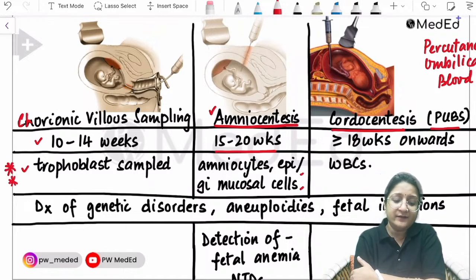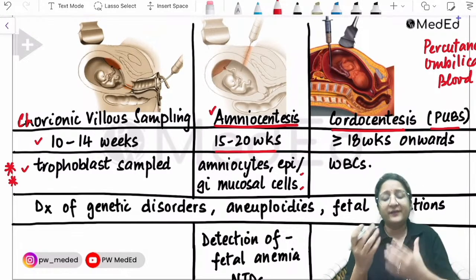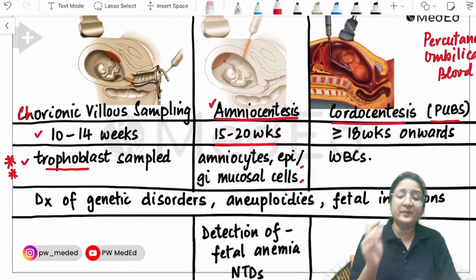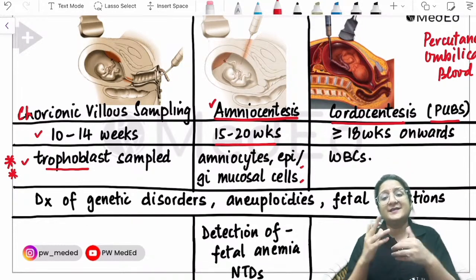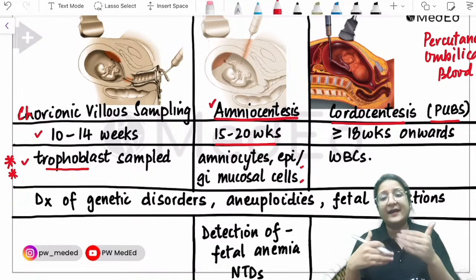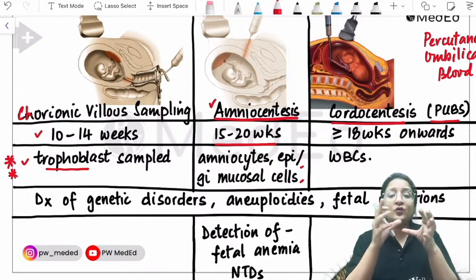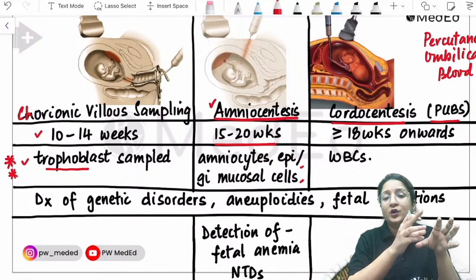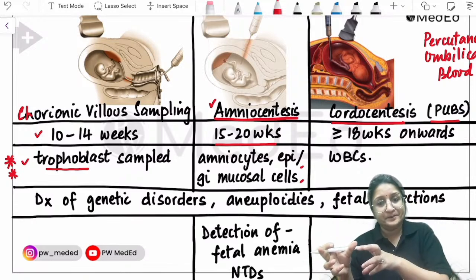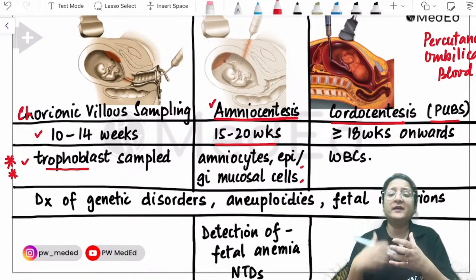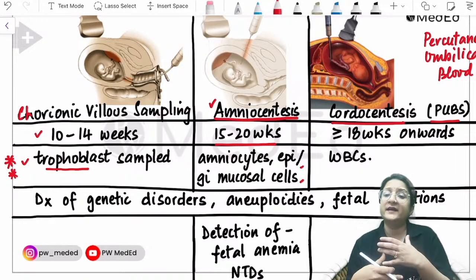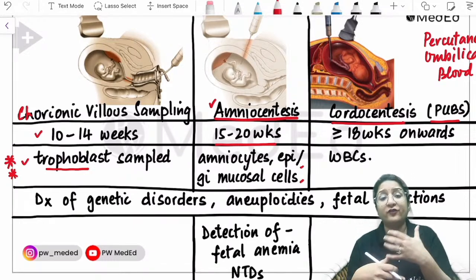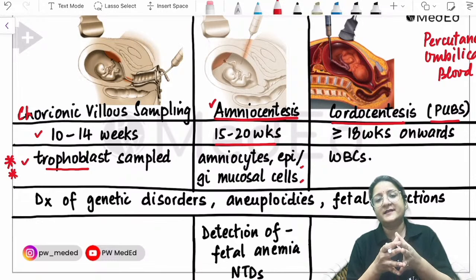This is important relevant information because when we do chorionic villus sampling, we sample trophoblasts. Trophoblasts are dividing cells. So when we use these cells for karyotyping, the results can be there within 48 hours. You can get the report within 48 hours with chorionic villus sampling.